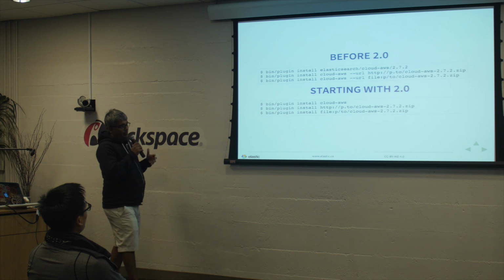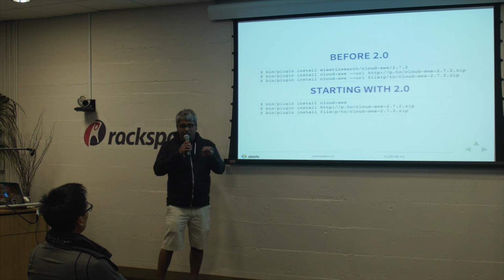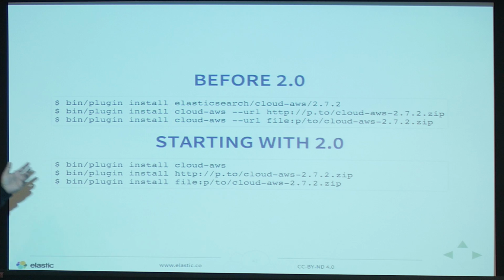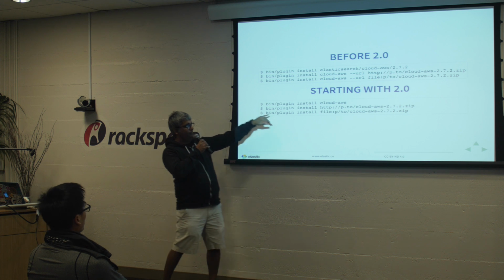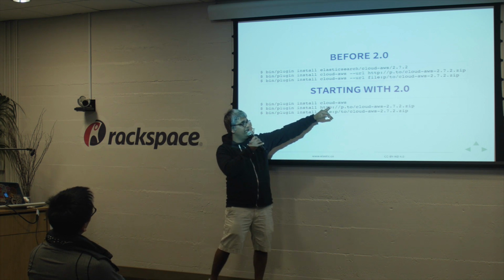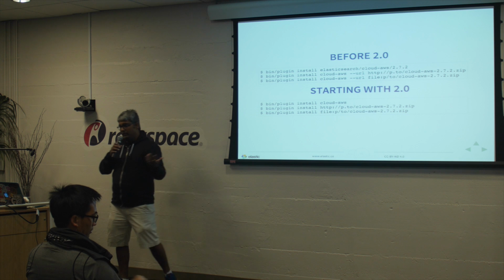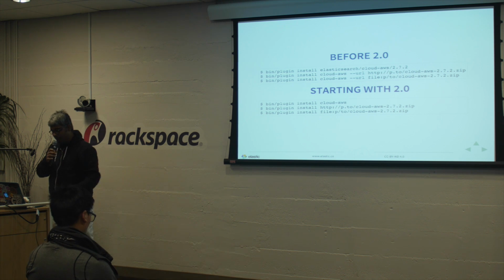Also, because the core plugins are bundled with the Elasticsearch release, you no longer have to worry about versioning. So you don't have to look up a version matrix to figure out which version of the plugin will work with which version of Elasticsearch. Now you just install Elasticsearch and then specify the core plugin name, and it will install the one that is compatible with the current version of Elasticsearch.